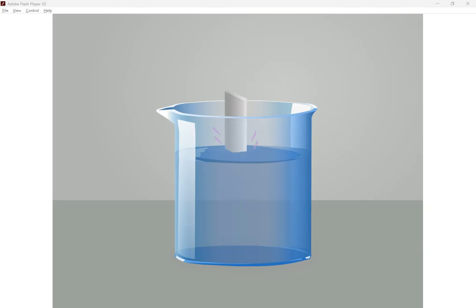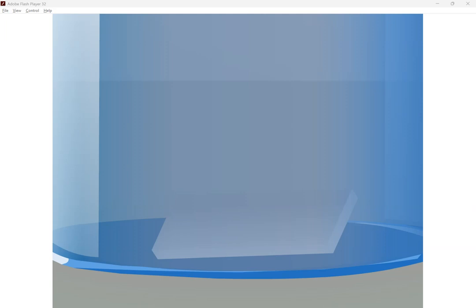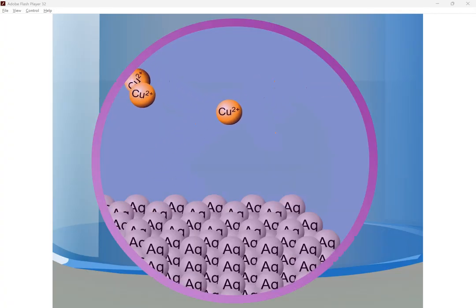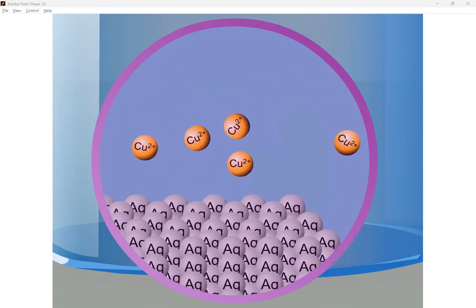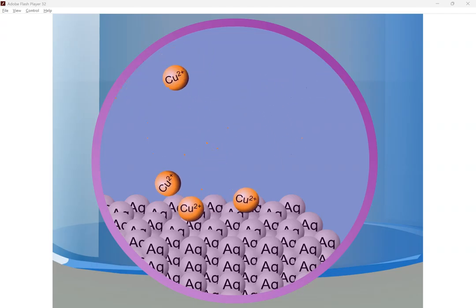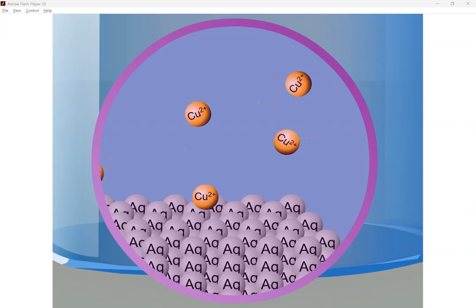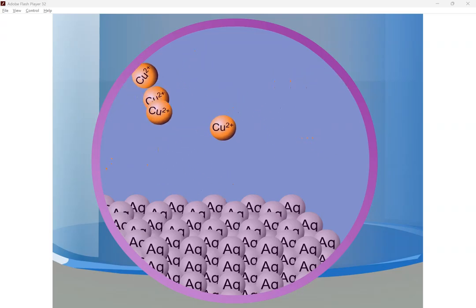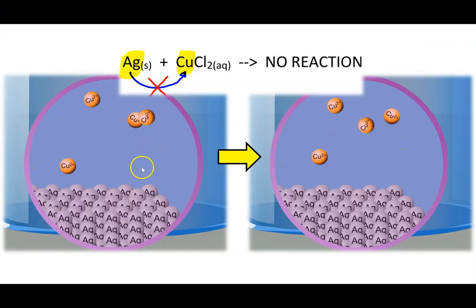If we now place a piece of silver in a dilute solution of copper chloride, despite prolonged observation, no changes can be seen and the solution remains clear. If any silver 1 chloride had formed, it would be visible in the form of a white precipitate. This time, the metal was not displaced from the solution because silver is less reactive than copper. So once again, no reaction occurs when solid silver is placed in an aqueous solution of copper 2 chloride.